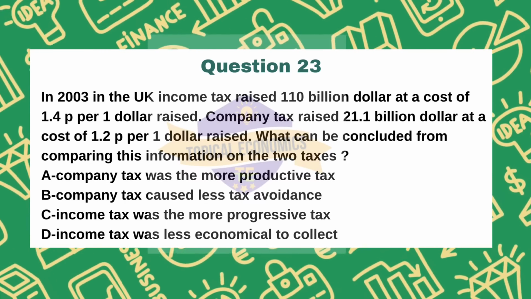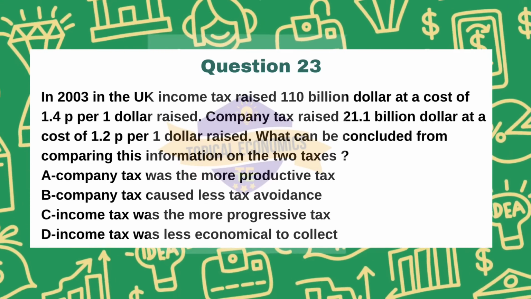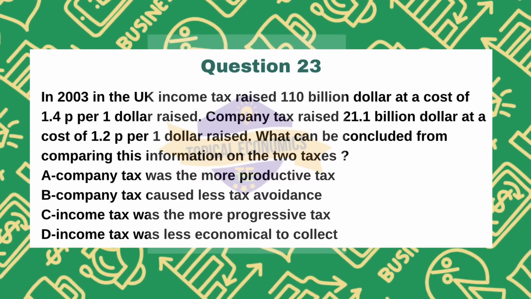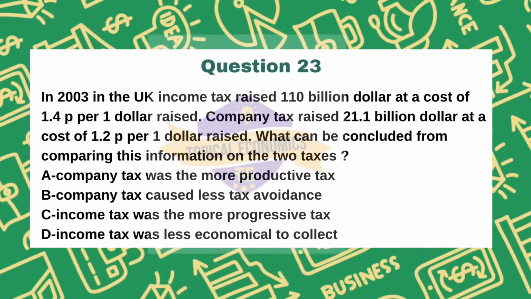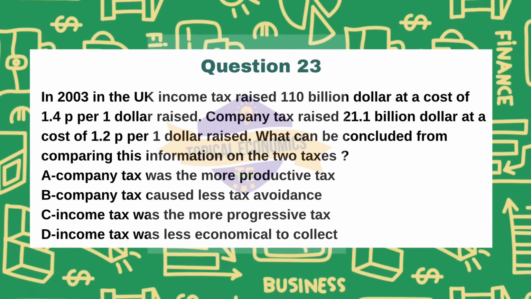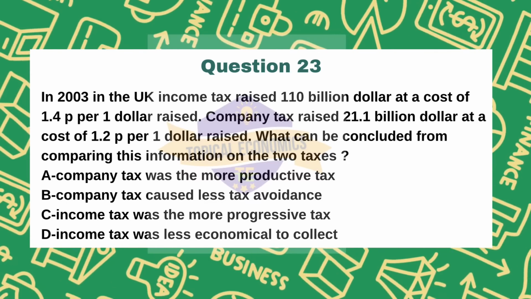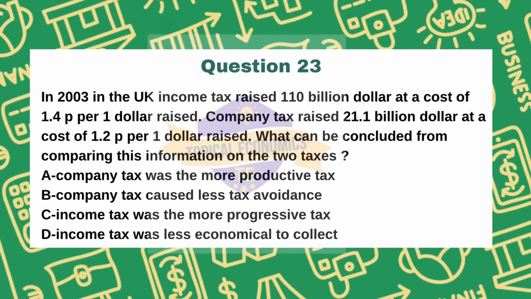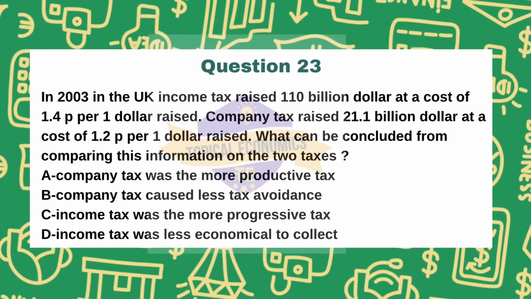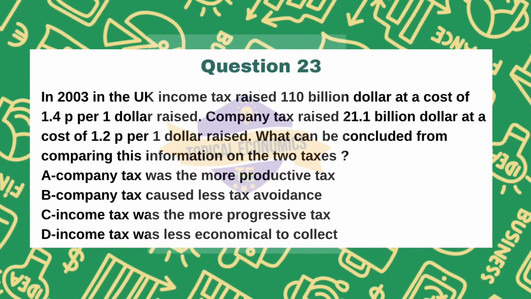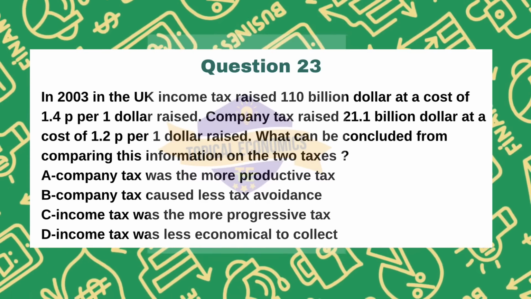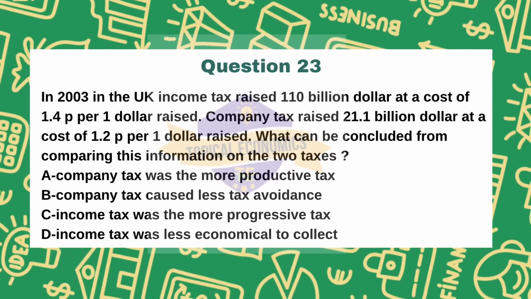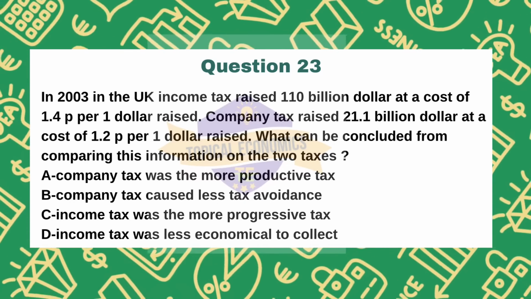Looking at the other options. Option A, company tax was the more productive tax. While company tax has a lower collection cost per dollar, it raises significantly less revenue than income tax. Thus, calling it more productive isn't accurate in the context of total revenue raised. Option B, company tax caused less tax avoidance. This information does not provide any insight into tax avoidance behavior related to either tax. Lastly, option C, income tax was the more progressive tax. The progressive nature of the tax system is not addressed in the provided information. The question is focused on collection efficiency, not the progressivity of the taxes.